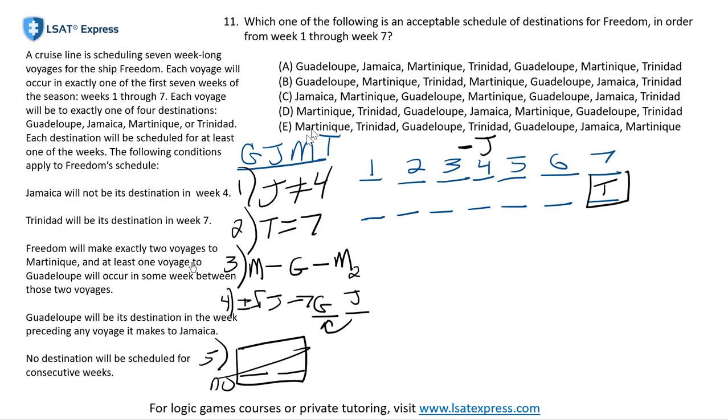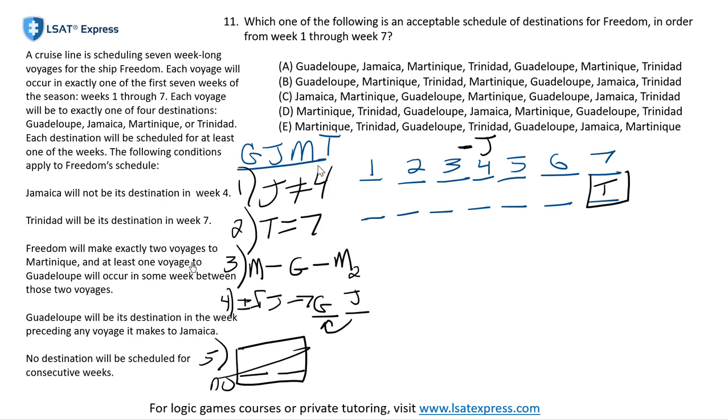Let's see. Rule 1, J has been talked about. Rule 2, T has been talked about. Rule 3, M and G all talked about. Okay. No floaters. If there was an item that was not talked about, we would put a circle around it so that we're always well aware that that item could go just about anywhere. All right, so that's step 1.